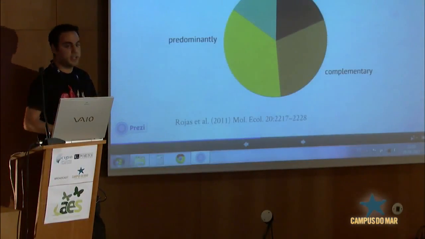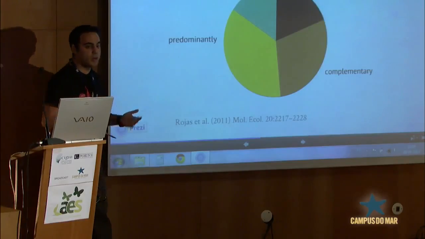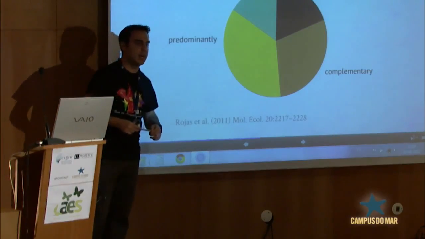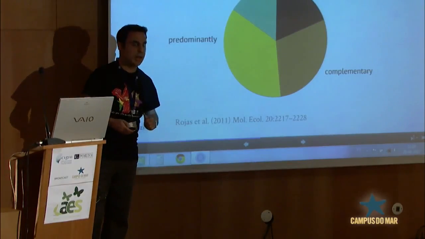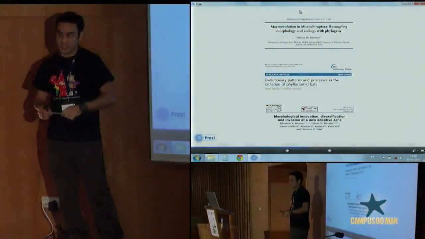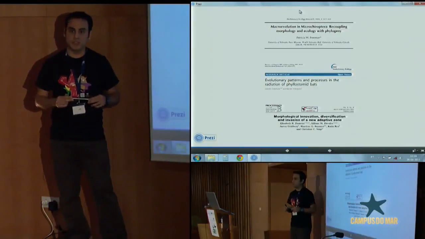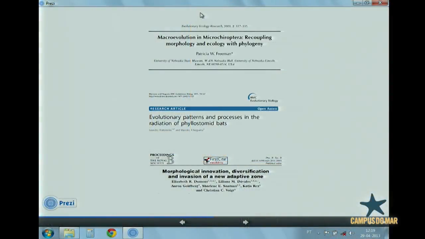So frugivory in the family of phyllostomid bats is very abundant in more than three quarters of the taxa of this family. And if we go back to the beginning of this century, Freeman suggested that frugivory was the synapomorphy that triggered the diversification of the group, that allowed phyllostomids to escape the insectivore morphospace and diversify.